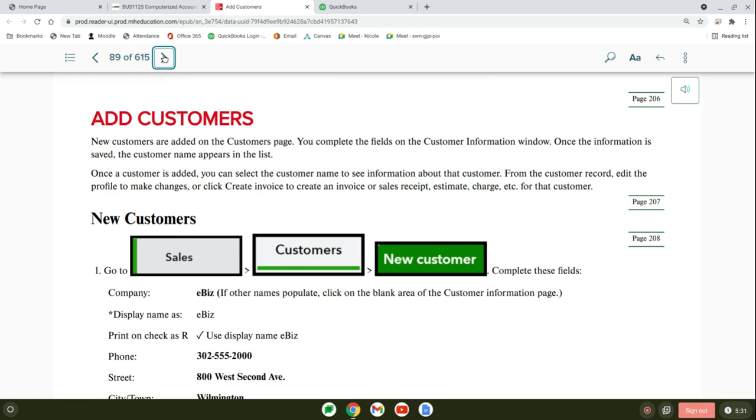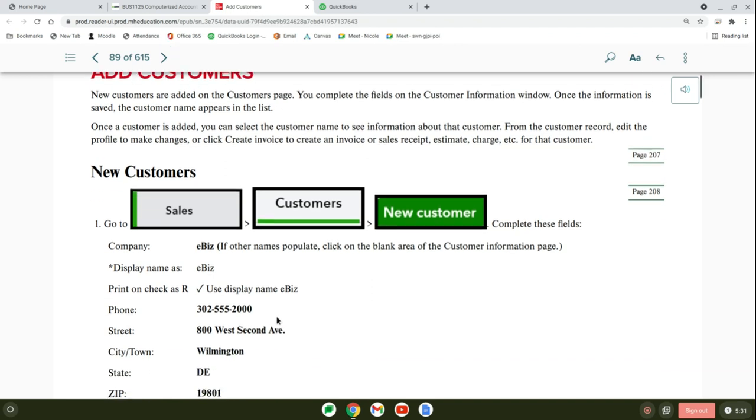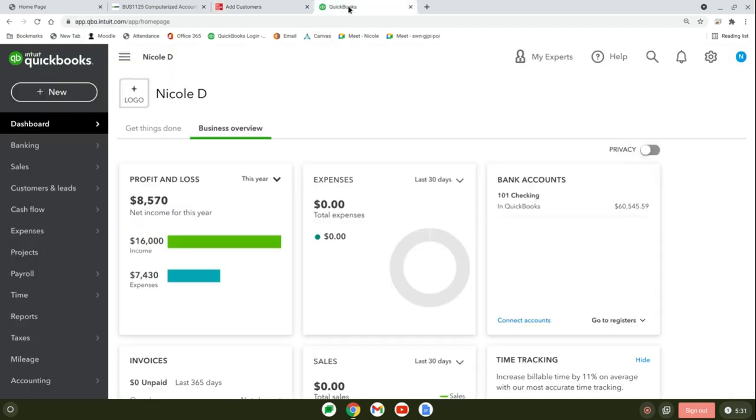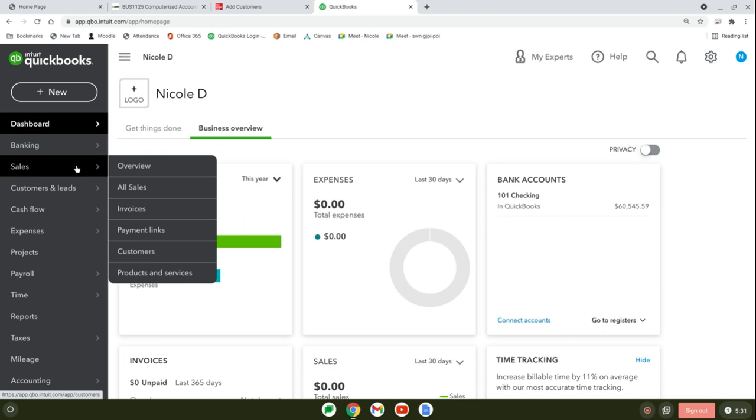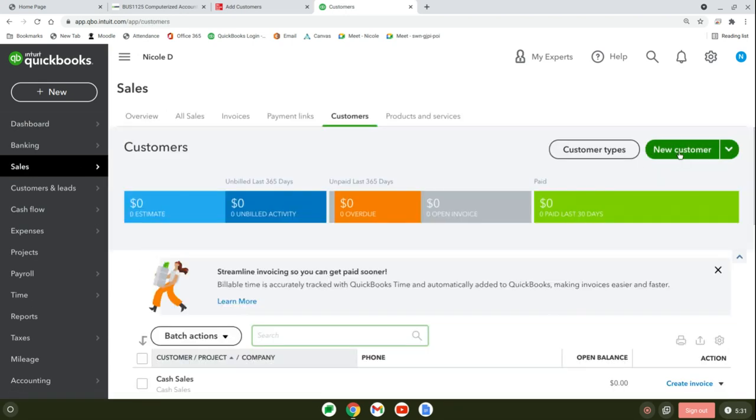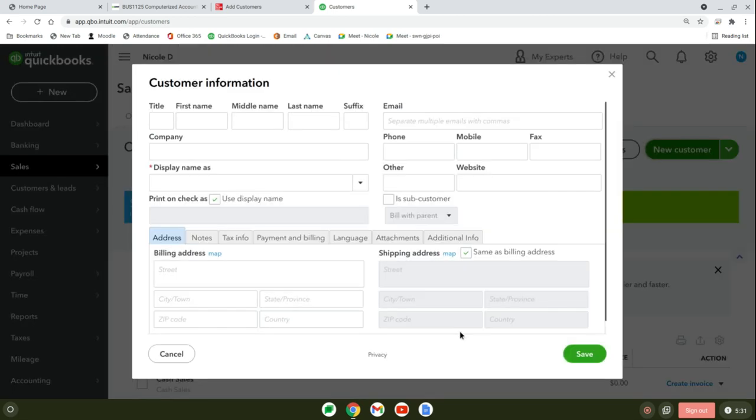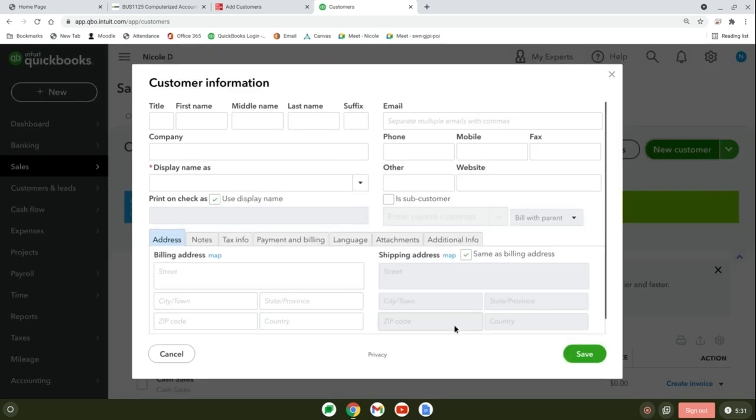The first thing we're going to do is add customers. So the first customer they have is eBiz. Now I have all these customers because remember, I've done this on my Plus account a few times already. So I'm just going to input the first one and I'll read the rest of them to you. So the way you get to adding a new customer, you come over here to the navigation pane on sales, you hover over, and then you go down to customer, and there'll be a green button on the top right that says new customer. And then the customer information pop-up window comes in. And that's where you'll start typing in the information.